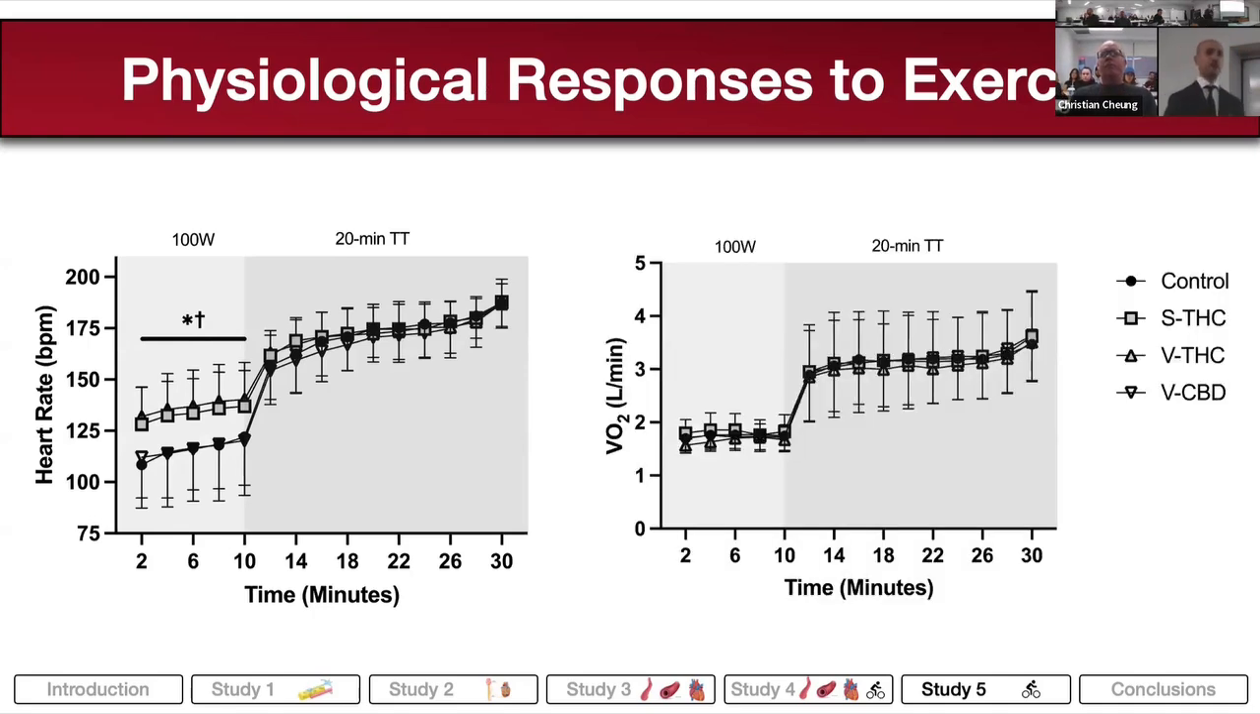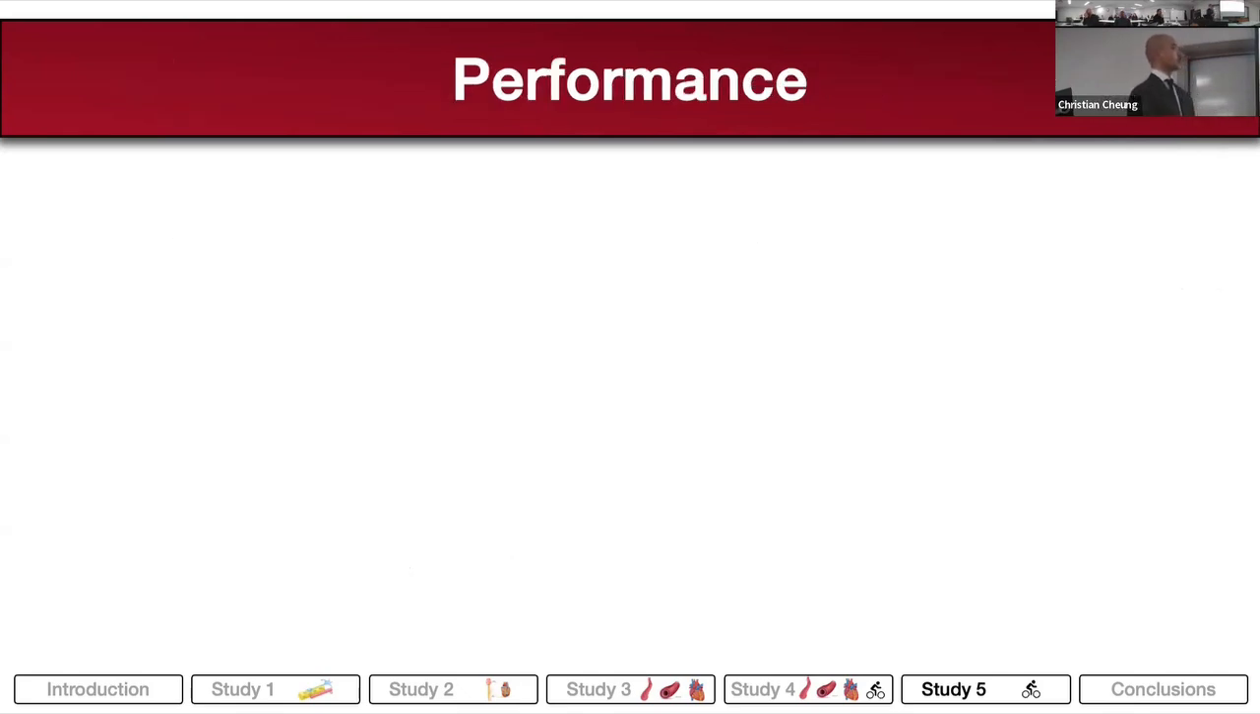When we look at VO2, which represents the metabolic cost of the exercise being performed, what we saw was that, once again, there were no differences in maximal exercise VO2. And for the most part, submaximal VO2 was also similar, with the only exception being an elevation in the smoked THC condition. But again, the takeaway here being that for the maximal exercise period, there were no differences.